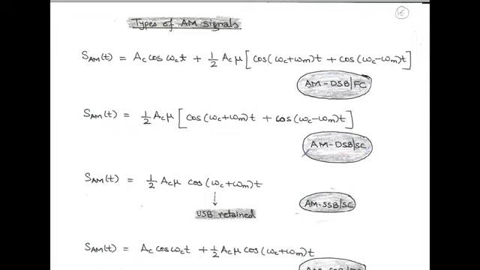Also we know that the information contained in the upper sideband and lower sideband is identical, so we can also suppress one of the sidebands, and it is called amplitude modulation single sideband suppressed carrier. This third equation is the type of AM in which the upper sideband is retained, and it is 1 upon 2 Ac into mu cos (omega c plus omega m) t.